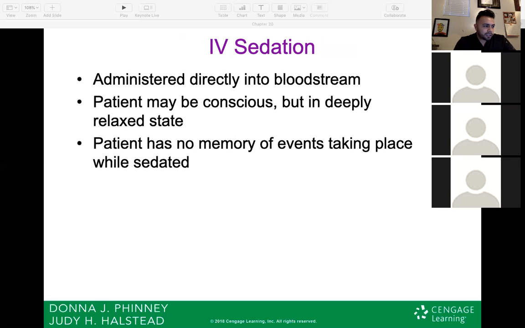With IV sedation, anesthetics are administered directly into the bloodstream and remain in place throughout the procedure. The patient may remain conscious, but is in a deeply relaxed state. The patient often has no recollection of the events that took place while under anesthetic, which is good. This form of sedation keeps the patient relaxed, comfortable, and pain-free. They usually have no recollection of what happened. They're completely asleep. They have no pain at all.